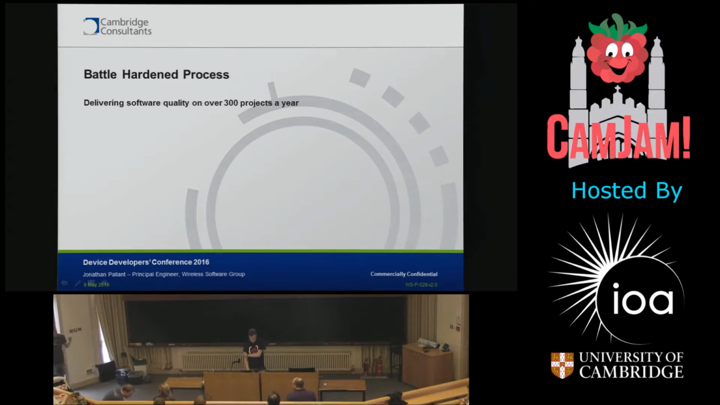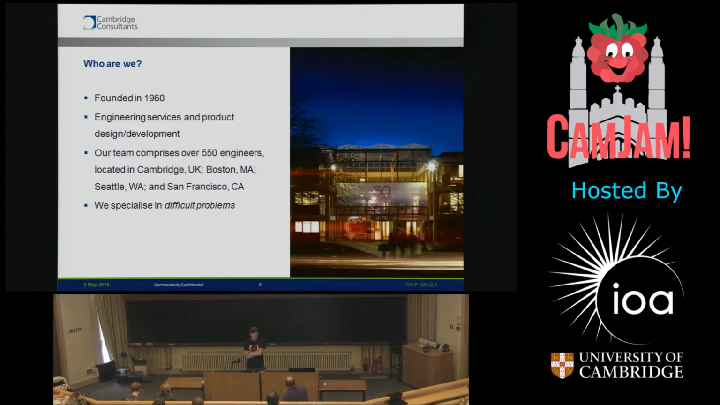So this is a brief introduction to our software process. I've described it as a battle-hardened process. As a company, we get through about 300 projects a year. To do that kind of turnover on projects, you've got to get good at it. That's the best way to get good at things, practice. So this is what we do when we develop software for our customers.